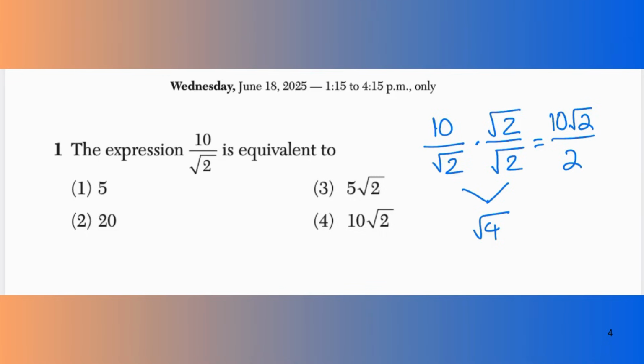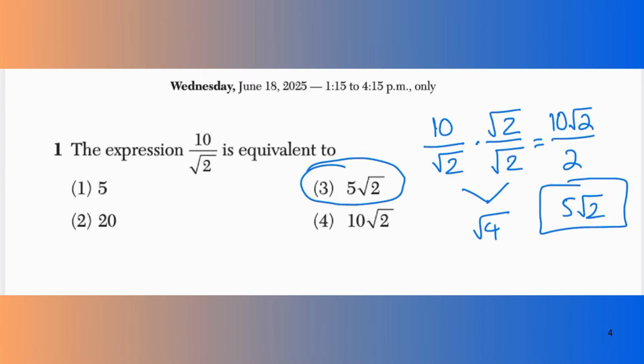So now, a number that is outside of the square root sign can be divided by another number that's outside of the square root sign, right? These are just integers. So 10 divided by 2, I can simplify to be 5, and I still have that radical 2 in the numerator. So 5 radical 2 is my answer here, which is answer choice number 3.